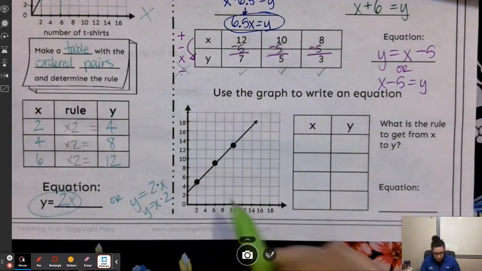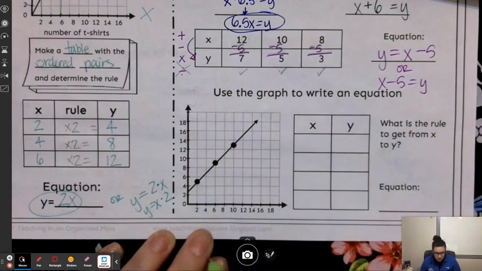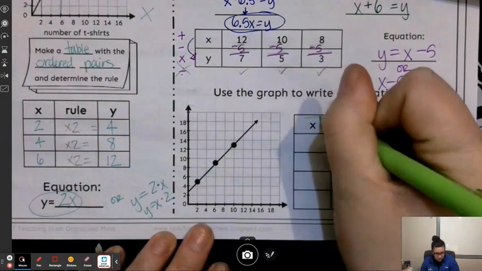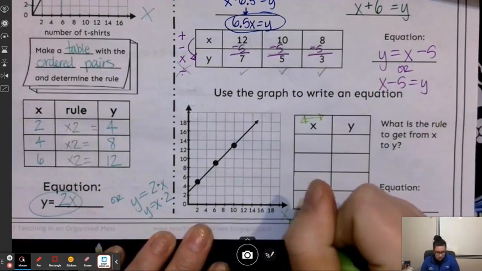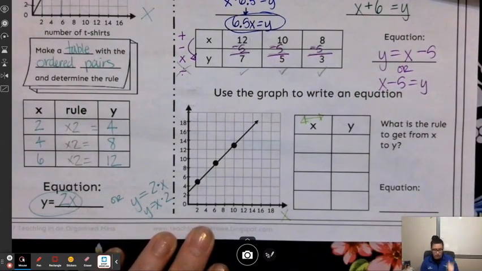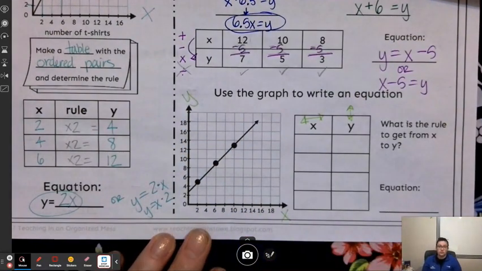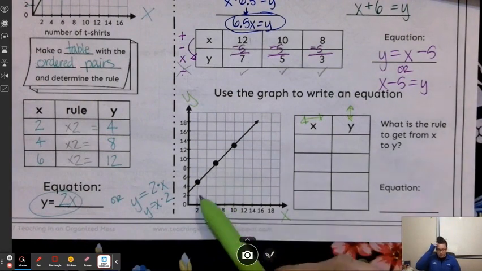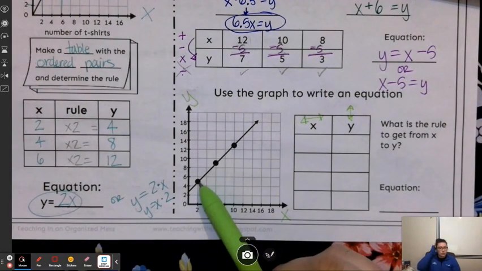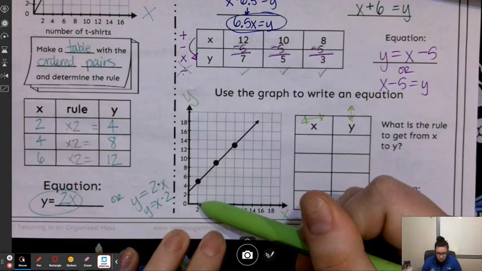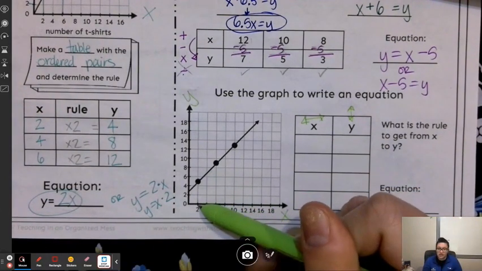All right. So for this dot, does x go up and down or horizontal side to side? X is side to side. X is horizontal. Y is my vertical axis, up and down. So my first dot is right here. What is the x value for that point? My x number on my x-axis is 2.